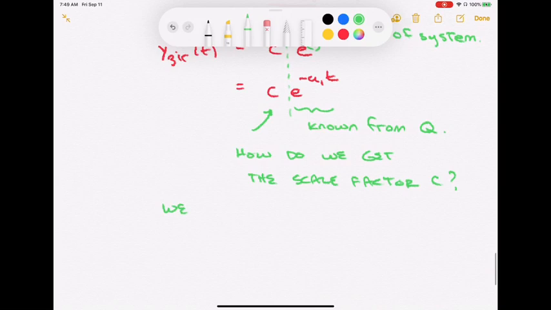We solve for the c. We find the c from, that's not quite right. We get it from the initial conditions. So an nth order differential equation would have n initial conditions, and we end up using those initial conditions to find these coefficients that weight the overall exponentials that make up this y zir of t.